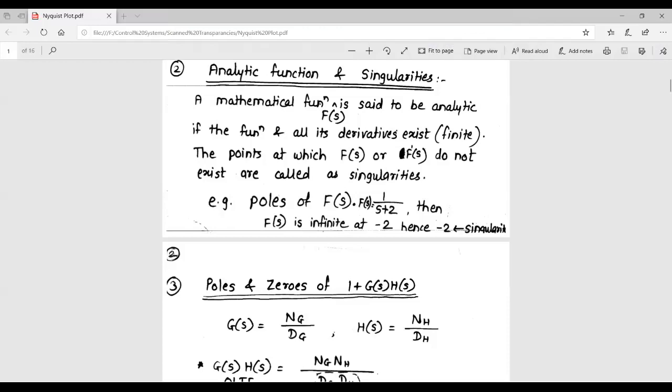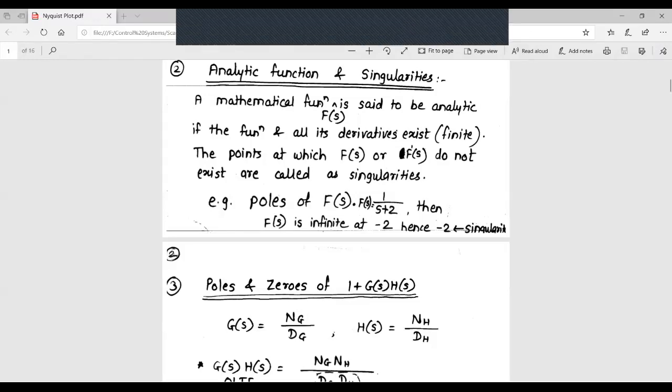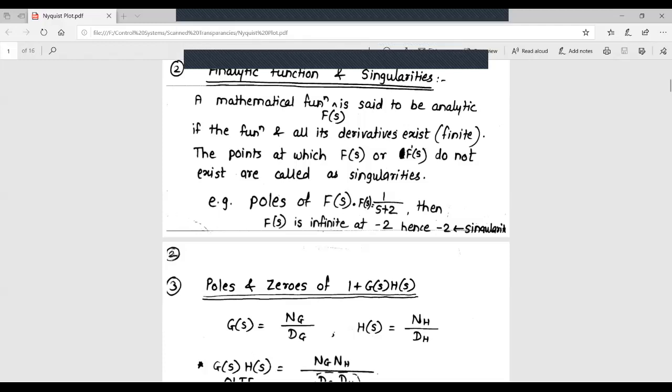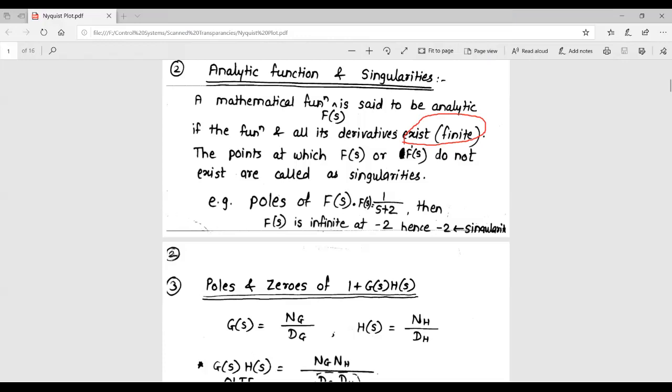As you can see on your screens, the function is said to be analytic if the function and all its derivatives exist. What do you mean by existence? If the function exists, that means its value is finite. It should not be infinite. Now let us directly go to the example. Suppose now function f of s is 1 upon s plus 2.